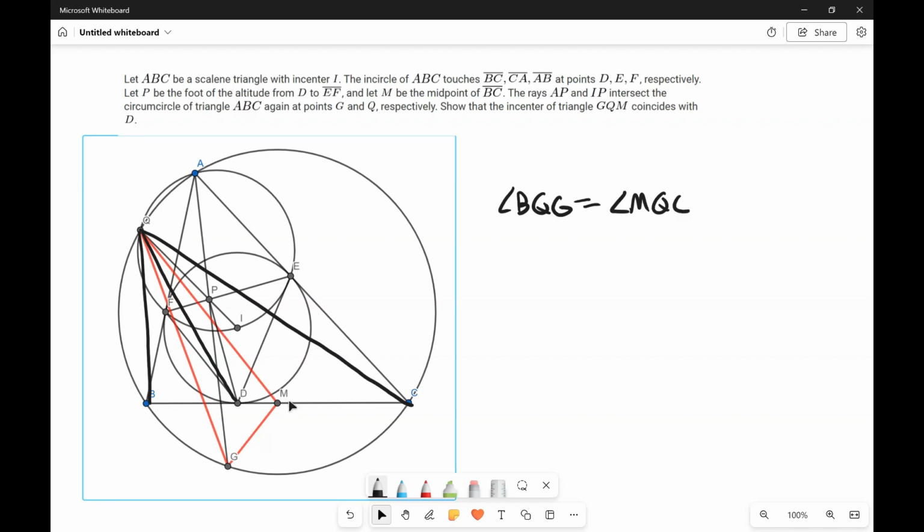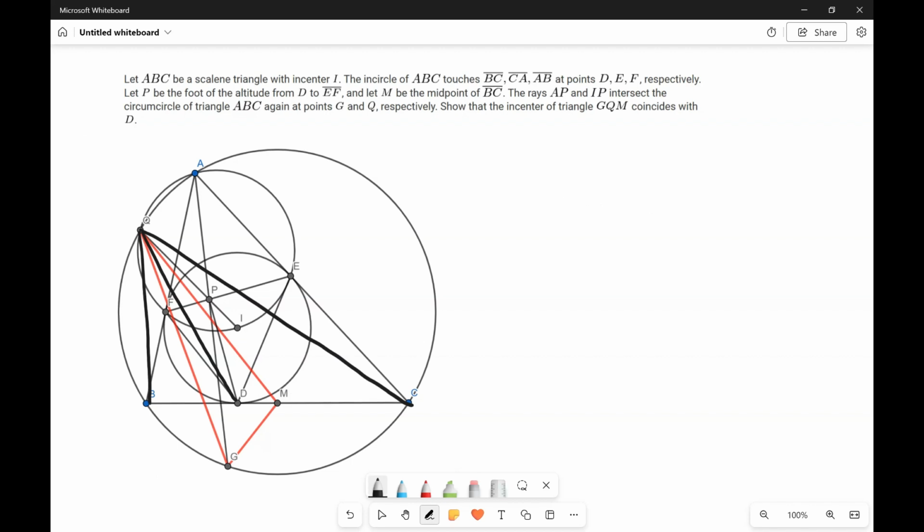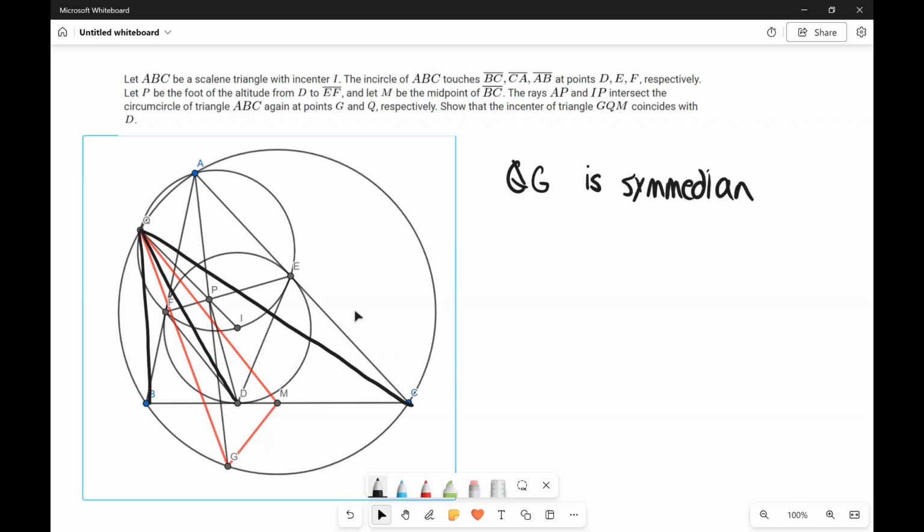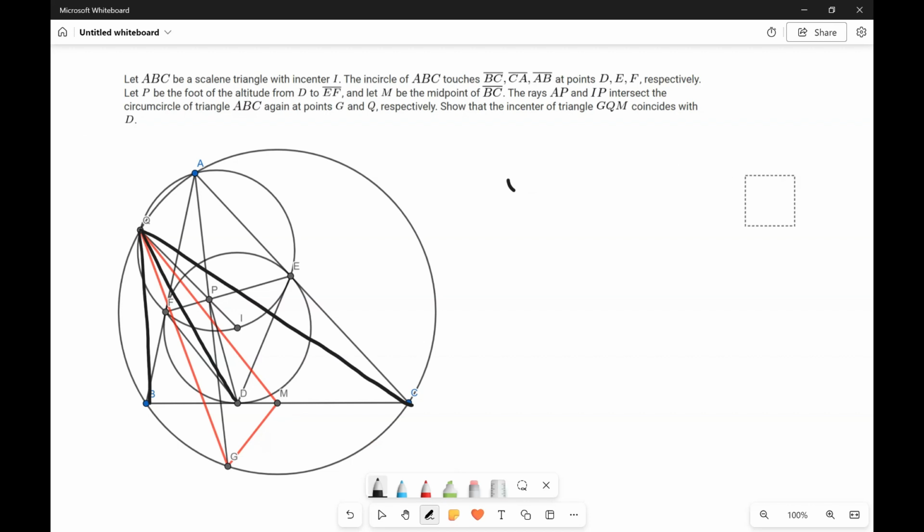And now we notice that the midpoint M is thrown in here, and so are these isogonal lines. So it suffices to show that QG is a symmedian. And by harmonic quadrilateral properties, this amounts to showing that the quadrilateral BQCG is harmonic, or equivalently that the cross ratio (B, C; Q, G) is equal to -1.